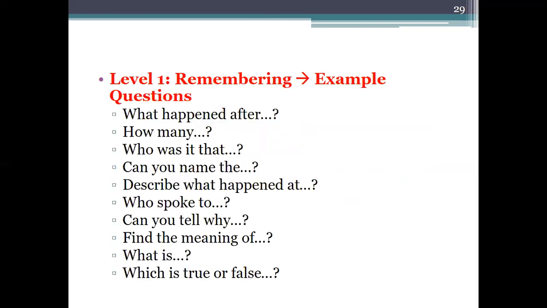Example questions for remembering may be: what happened after, how many, who was it that, can you name the, describe what happened at, who spoke to, can you tell why, find the meaning of, what is, and what is true or false. If we look at these questions, all of them are just recalling the previous facts and knowledge the students would have in their brain. If they do not know the facts, they will be unable to answer these questions. But if they know them, then they will move to the next level, which is understanding, or comprehension in the old version.